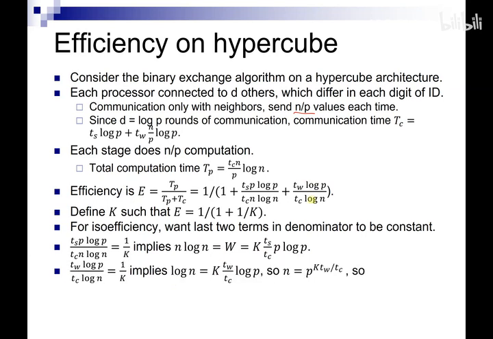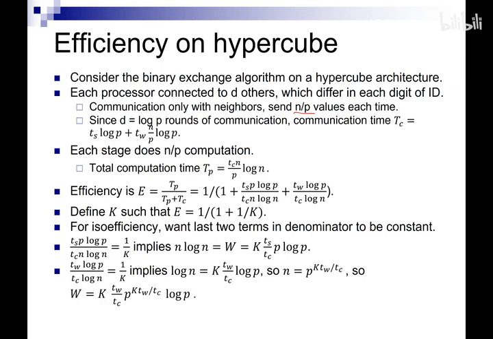Now for the second term, you also don't want that to increase. As p increases, you want this term to stay the same. So let's say you want this to be equal to 1 divided by k. Again you do some computations, and you get that n has to be equal to p to some power. This power involves this k term and the time to send one word divided by the time to do a computation. So it's basically your communication rate compared to your computation rate.